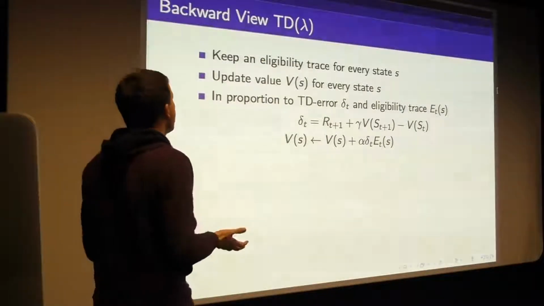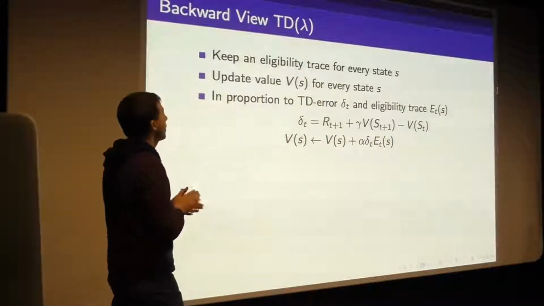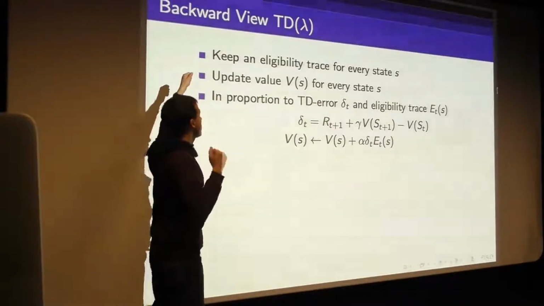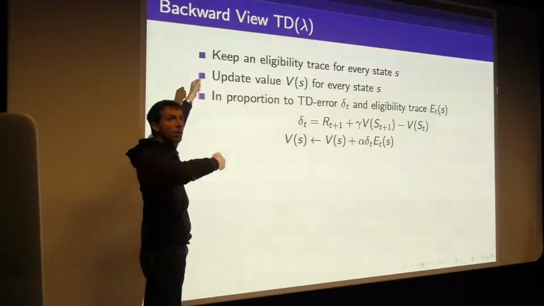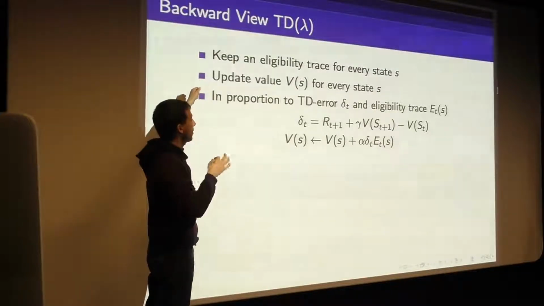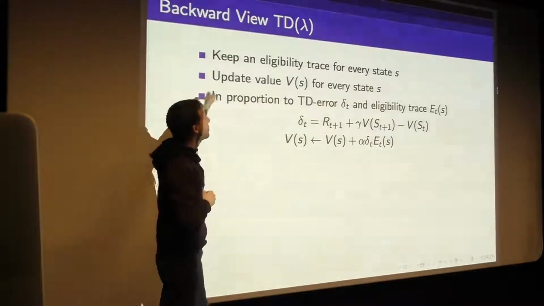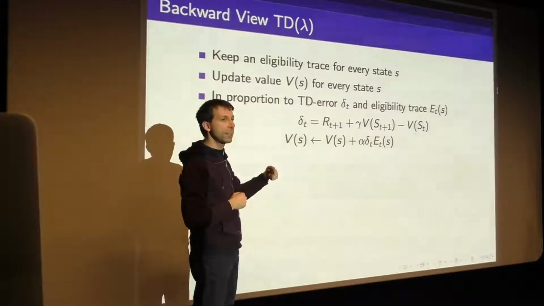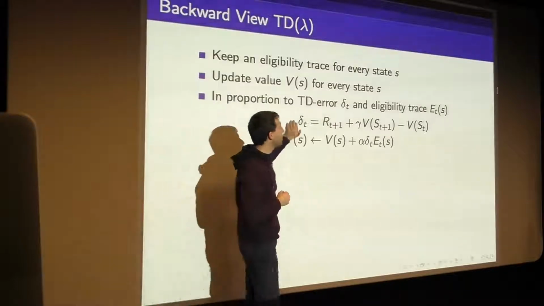So this gives us the backward view TD lambda algorithm. And so what this gives us is the following algorithm, where for every state we're going to keep one of these eligibility traces. That's trivial computationally, it's just a simple operation per state. We update the value function for every state in proportion to both the TD error and the eligibility trace. So we compute our TD error.